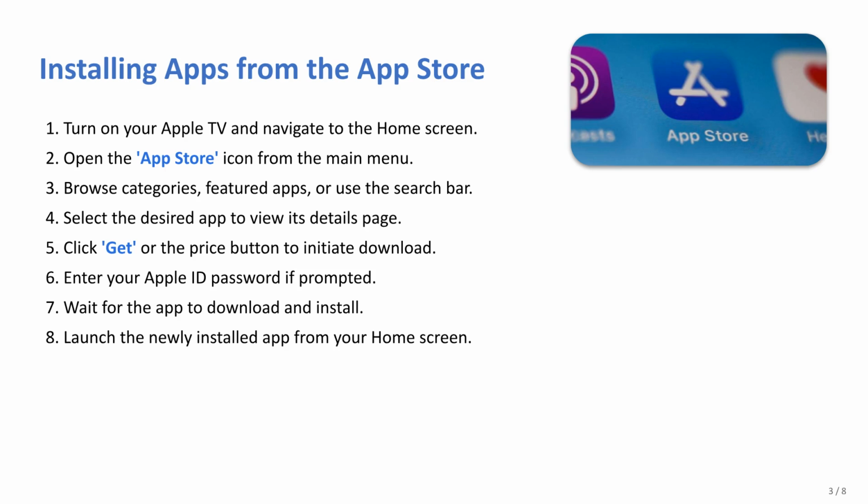To get started, let's look at the standard way to add apps. Navigate to your home screen, open the App Store, browse or search for your desired app, then select it and choose to get it. Enter your Apple ID password if needed, and once the download finishes, you're ready to launch.